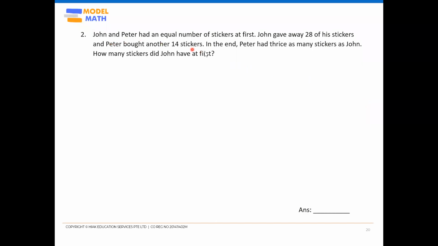So John and Peter had an equal number of stickers at first. John gave away 28 of his stickers and Peter bought another 14 stickers. In the end, Peter had thrice as many stickers as John. How many stickers did John have at first?